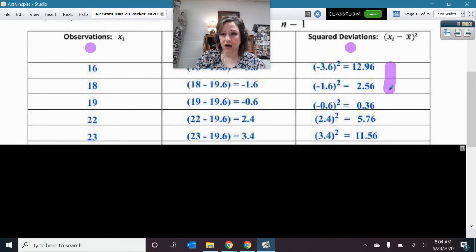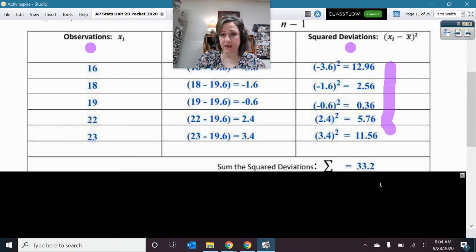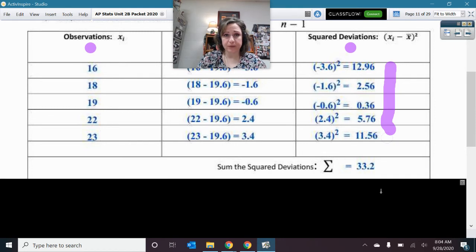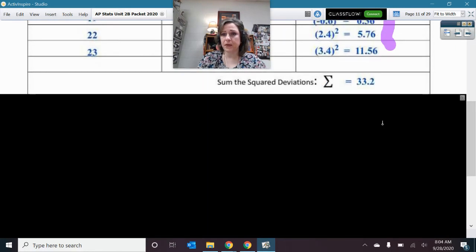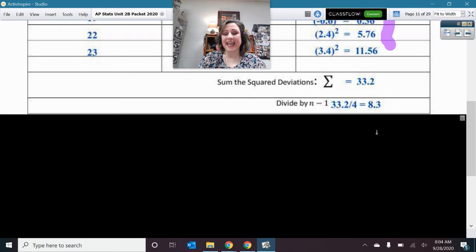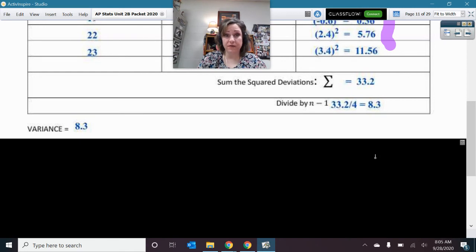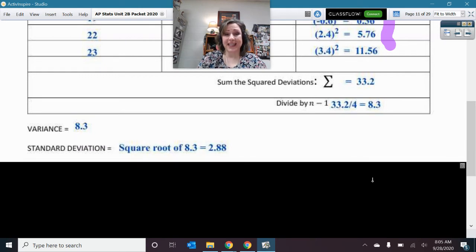We're going to take all of these differences here and sum them up, and we get 33.2. Now we're doing the average, and we're dividing by n minus 1, remember, because this is a sample. We have 5 pieces of data, so n minus 1 is 4. I'm going to divide by 4, and I get 8.3. And that is what the variance is. Now, to finish this off, you square root it to get the standard deviation of 2.88.